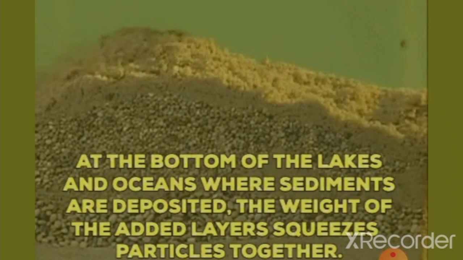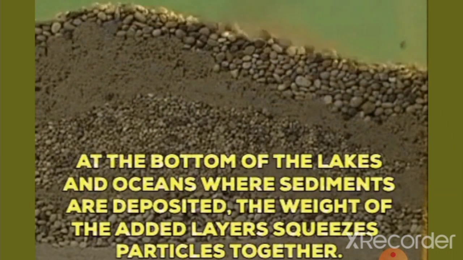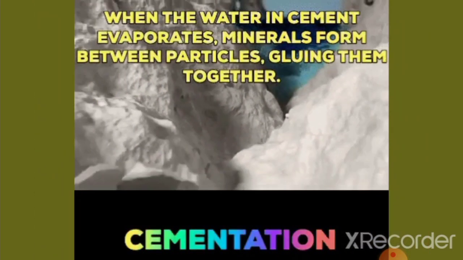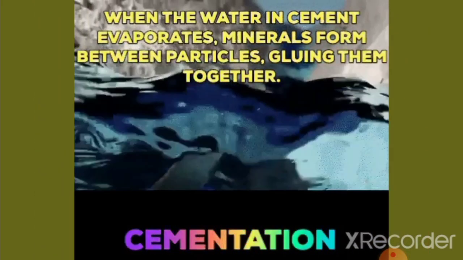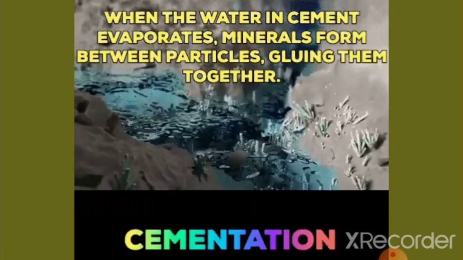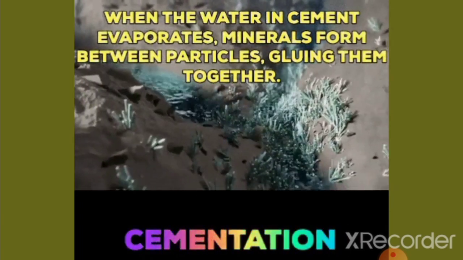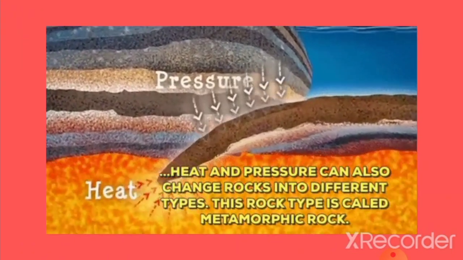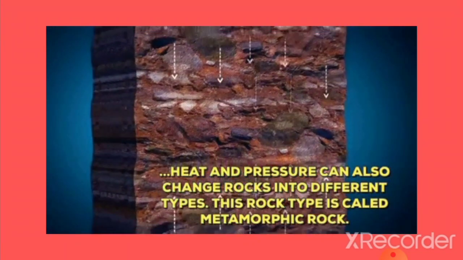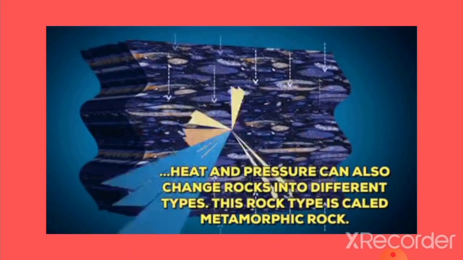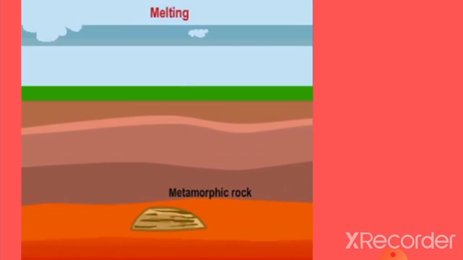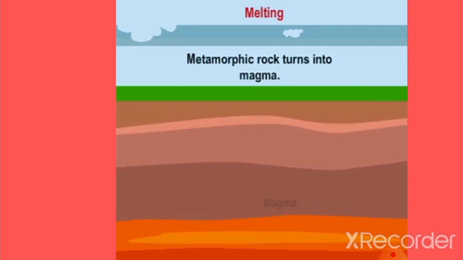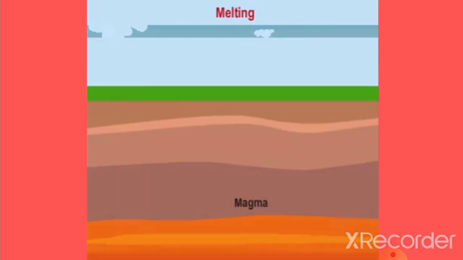Underneath the sea or ocean, or at the bottom of the lakes and oceans, where the sediments are deposited, they join together and squeeze together, forming layers. And when the water in them evaporates, the minerals then glue together, and this is known as cementation. So, when these rocks are formed, because of heat and pressure, they are changed into metamorphic rock. Again, the metamorphic rock can become melted into magma that will cool down and form igneous rock.